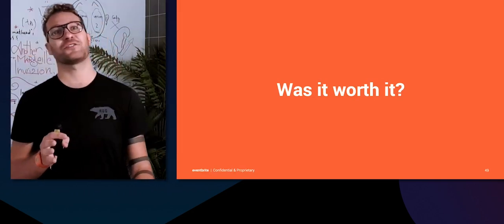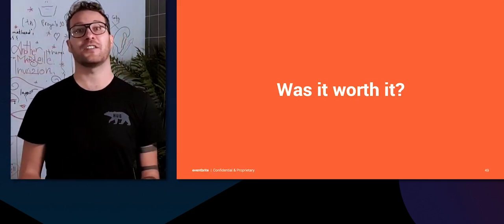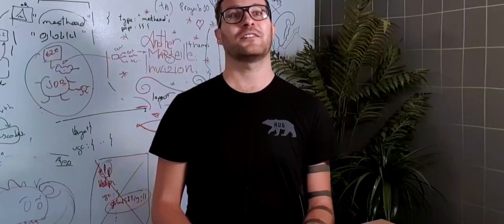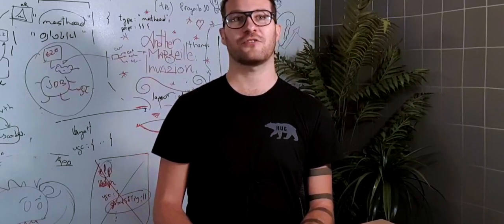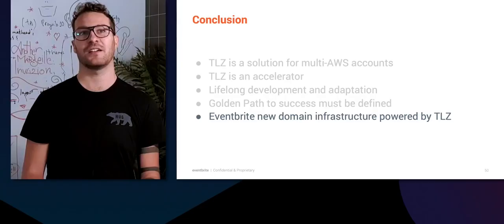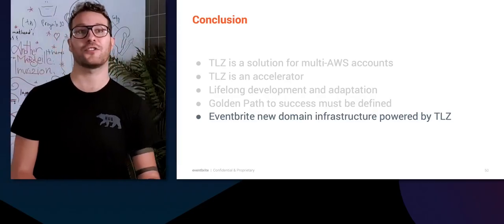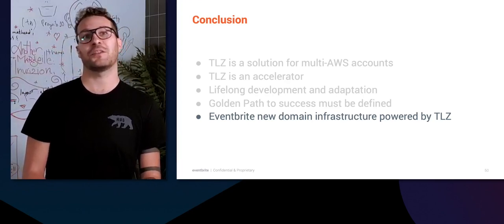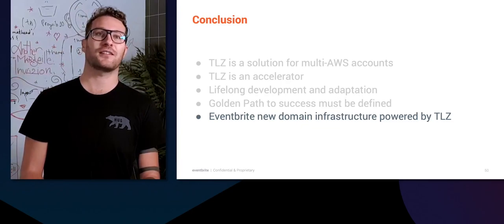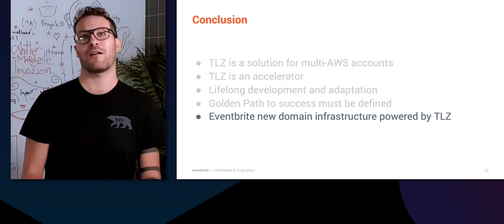But I guess that a question that everybody wants to ask us now is, was it worth it? At Eventbrite, we use the AWS Terraform landing zone to power our new domain infrastructure via a self-service account vending machine. And we can say now that it was totally worth the effort to adapt this new solution, as without it, we simply could not have achieved our multi-AWS account strategy while meeting all of our requirements.